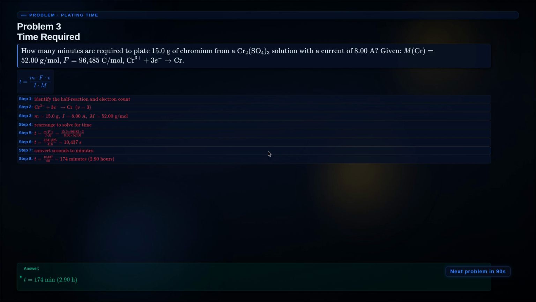Step 2. Rearrange to solve for time. t equals m times F times v divided by I times M. t equals 15 times 96,485 times 3 divided by 8 times 52. That is 4,341,825 divided by 416, which equals 10,437 seconds. Step 3. Convert to minutes. 10,437 divided by 60 gives 174 minutes, which is 2.9 hours.